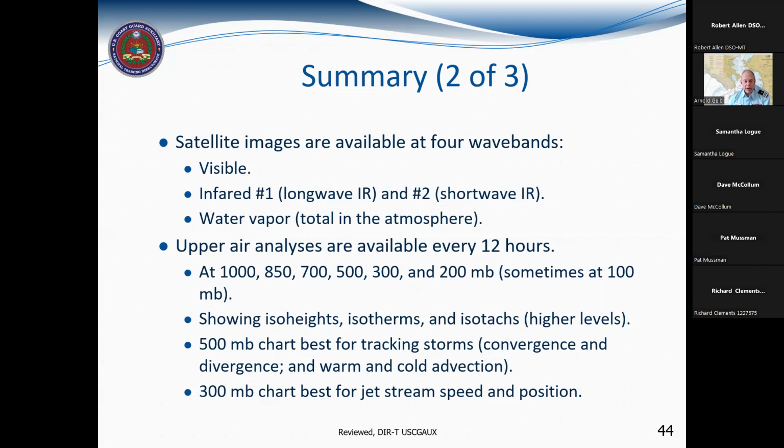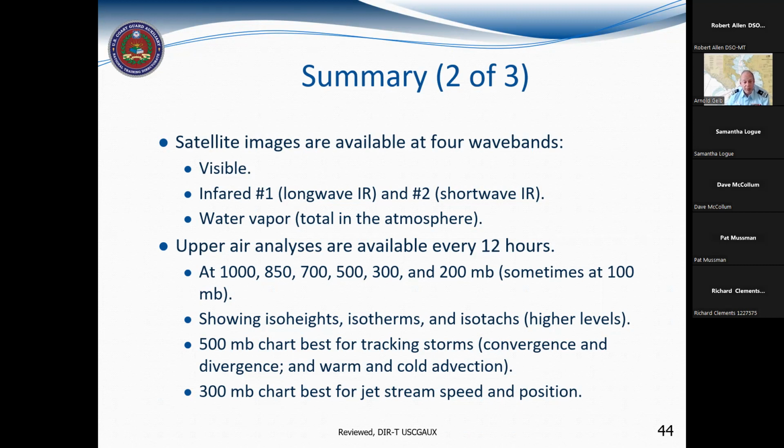Then there are upper air analysis charts that are available less frequently, every 12 hours. These are at different pressures, which correspond essentially with heights, at 1,000, 850, 700, 500, 300, and 200, although sometimes you can find them for 100 millibars. These again show lines of same height, lines of same temperature, and are particularly useful for things like the 300 millibar chart for the jet stream, with lines of same speed, or isotachs.